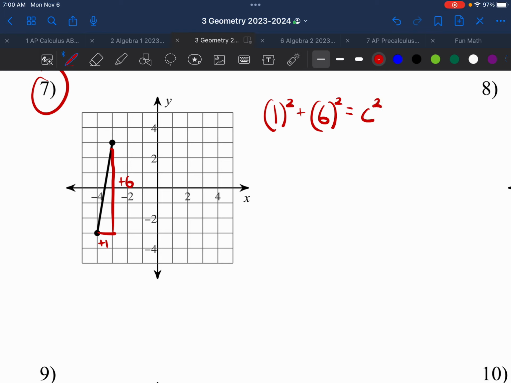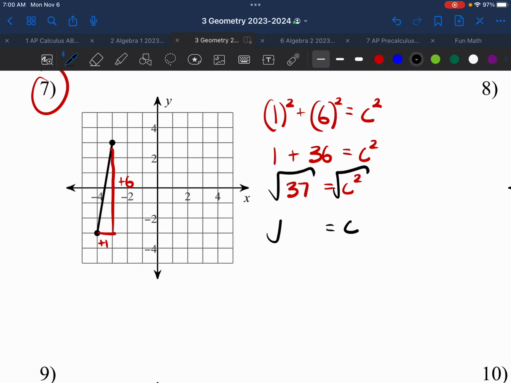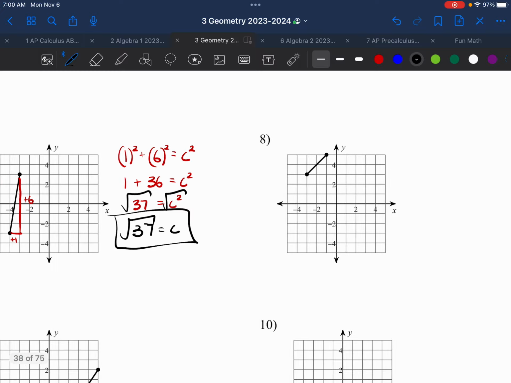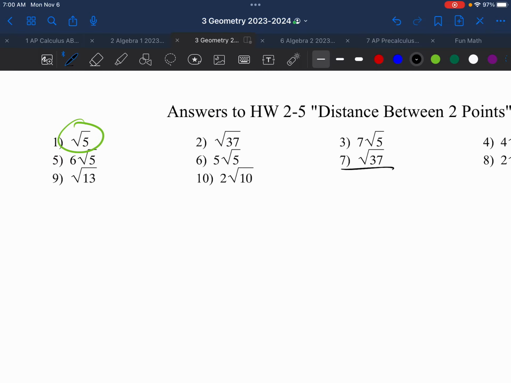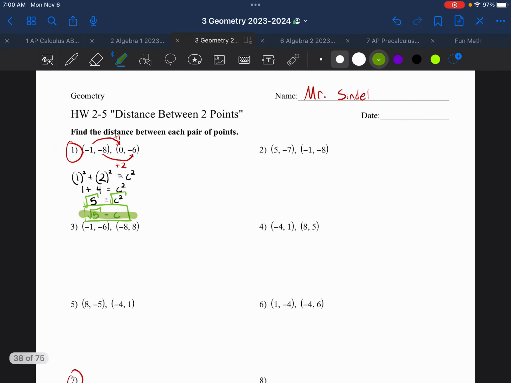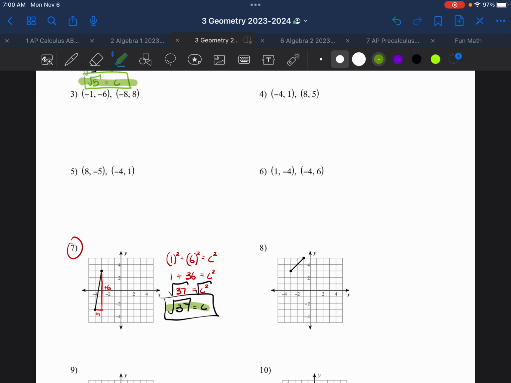So I'm going to have 1 plus 36 is equal to c squared. 37 is equal to c squared. And finally, I'm going to square root both sides, and c is equal to the square root of 37, which I did a factor tree for in my head, and that has no factors. It is a prime number, so that must be the answer. That was a terrible rectangle though. Square root of 37 for number 7. I come back over here, and I highlight my answer in green.